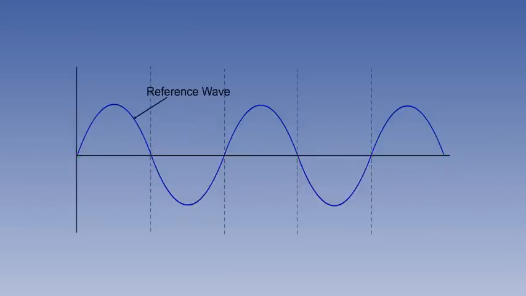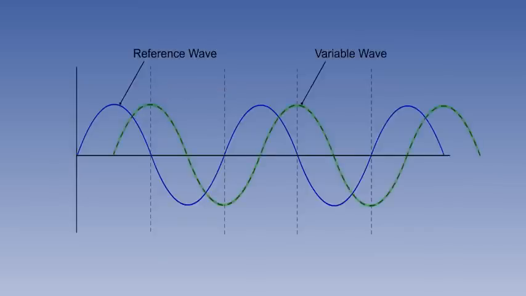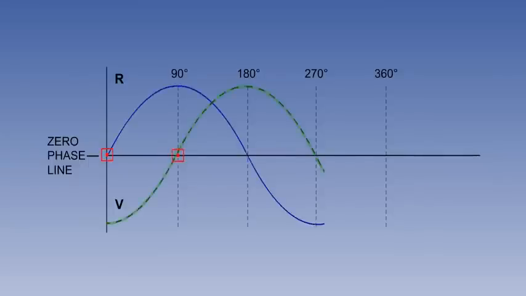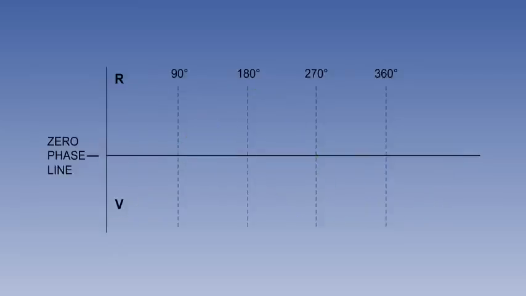One wave is designated the reference wave, and the other is designated the variable wave. Identify the zero phase position of each wave. This is the point on the zero phase line where the wave starts to move above it. Then see where the zero phase of the variable wave lies in the waveform of the reference wave.